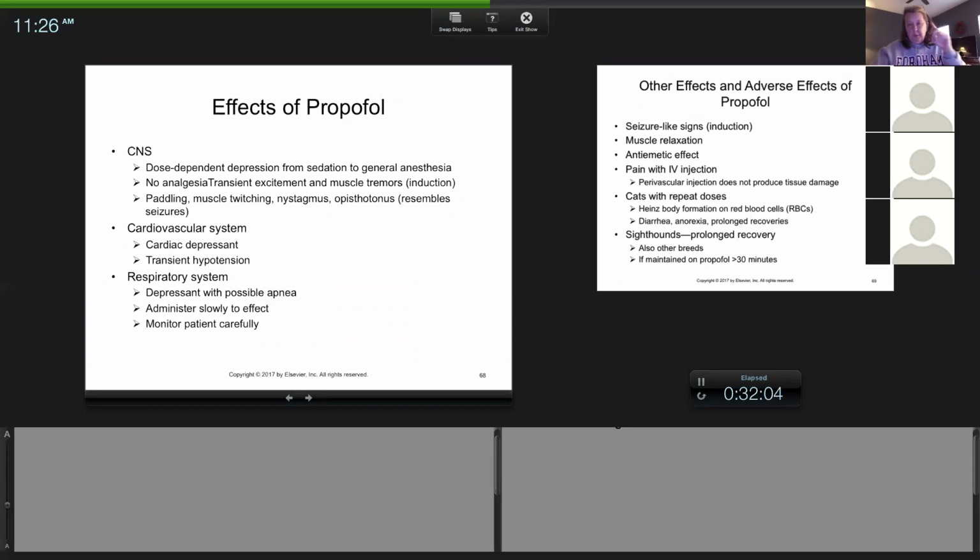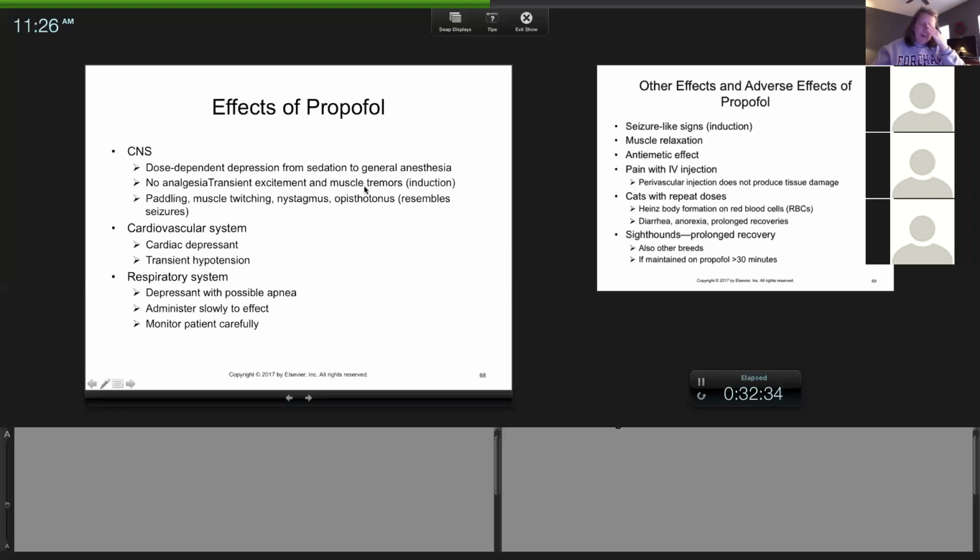If you don't give enough or you give it too slow, you're going to see stage 2, which is the excitement phase. And that's where you can get the tremoring and the howling. So it's not a good sedative drug. It's really meant to keep them asleep or to anesthetize them. There are no analgesic effects, and you can get some transient excitement and muscle tremors.